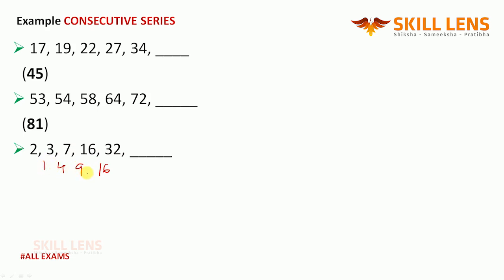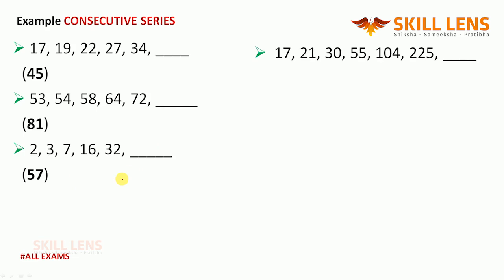1, 4, 9, 16. So this is 1 square, 2 square, 3 square, 4 square. So next would be 5 square. So the next difference has to be 5 square. So 32 plus 25 is going to be what? 2 plus 5, 7. So your answer is going to be 57. Are you observing? Once you get the difference, with the difference you can definitely get your answer. So the answer for this question is 57. Let's go to the next question.